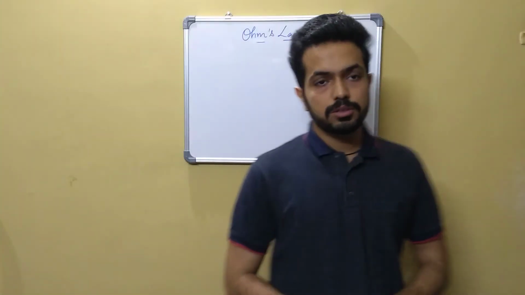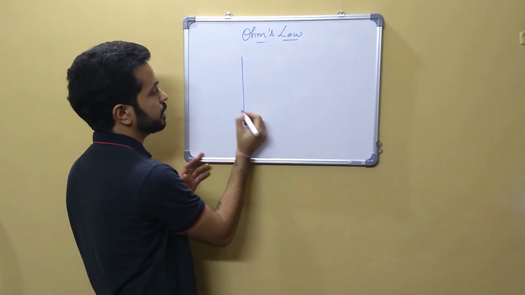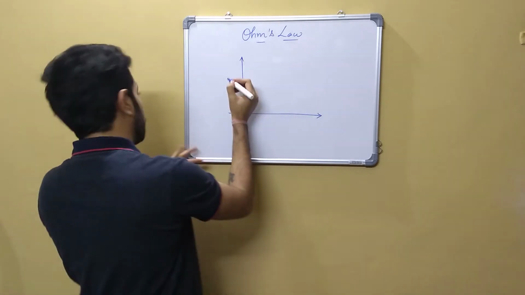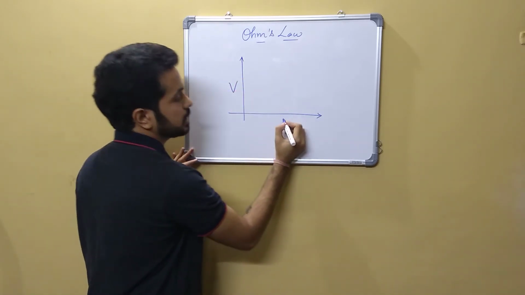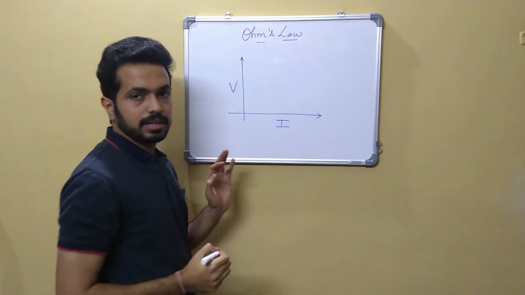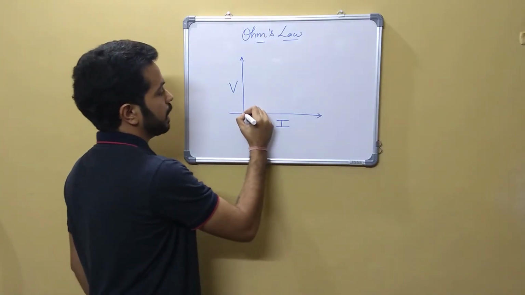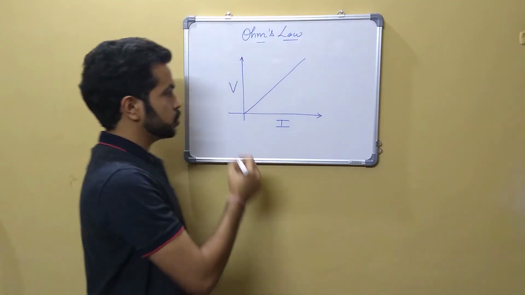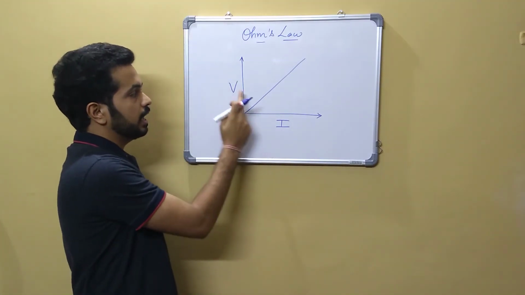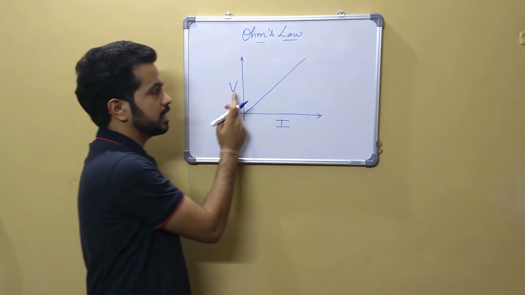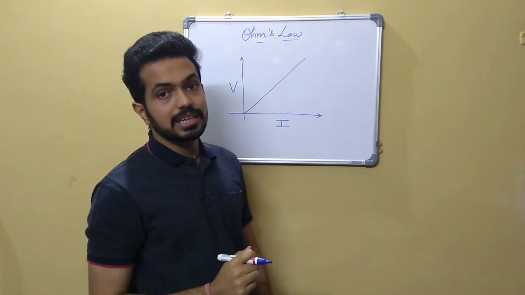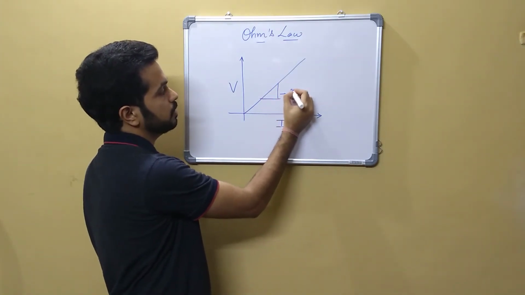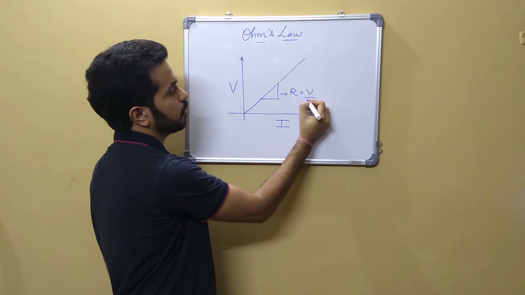From the readings which we got in our experiment, if I try to plot a graph wherein I keep voltage on the y-axis and current I on the x-axis, and plot their values, I'll get a straight line passing through the origin. That shows the direct relation between V and I. As you are increasing voltage, the current is increasing. And if you take the slope of this particular line, you get the resistance, which is V upon I.